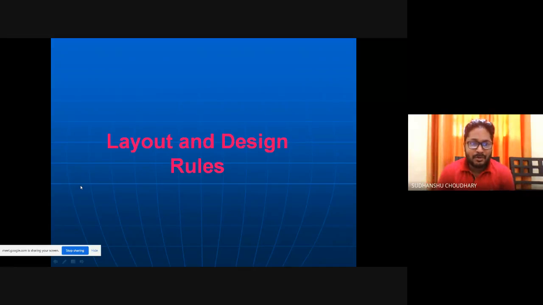Now let us talk about layout and design rules, because we understand that the layout is the most important first step, and without layout one cannot think about manufacturing an IC, at least in today's era where the complexity levels are too high, right? So the first input is the layout. You need to understand how to draw the layout.